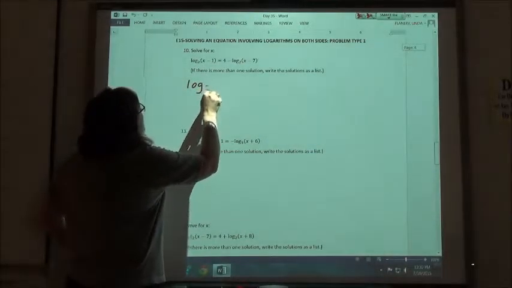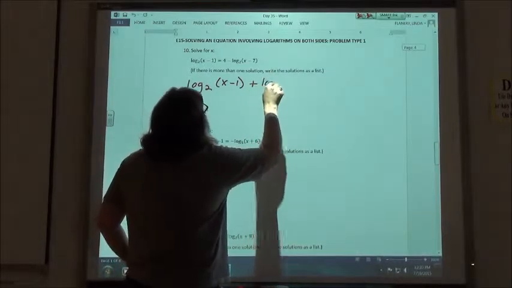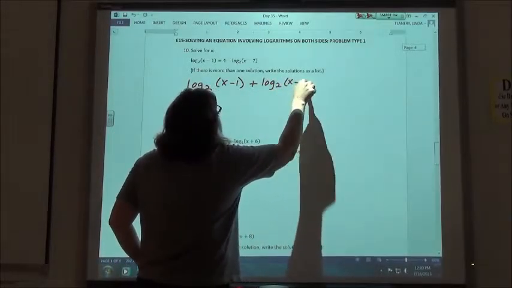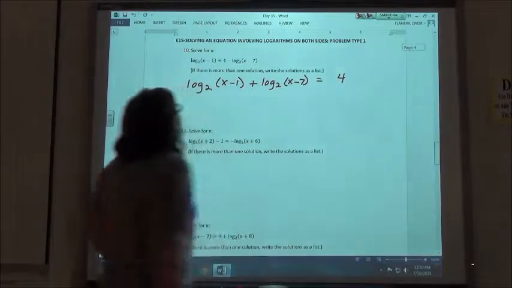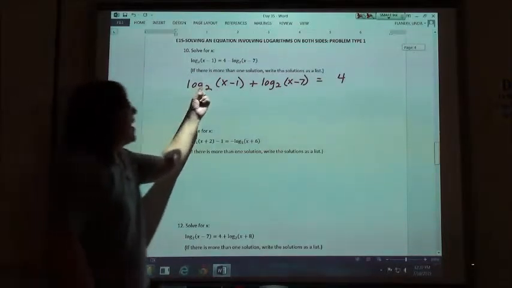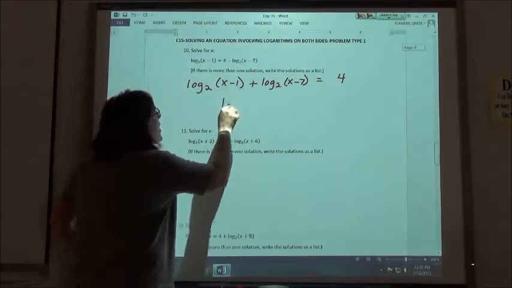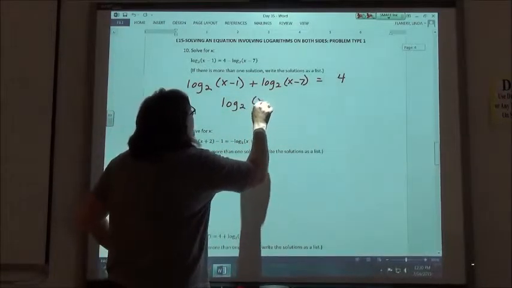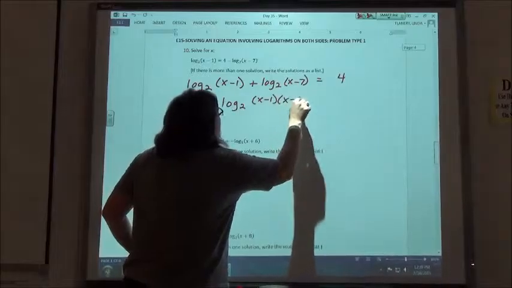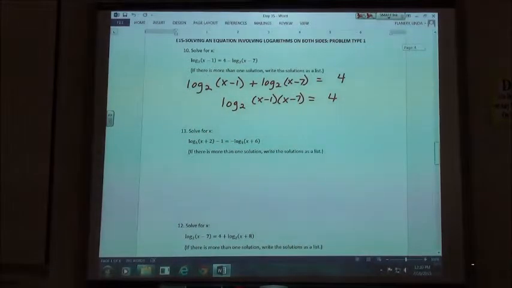I'm going to say log base 2 of x minus 1 plus log base 2 of x minus 7 equals the 4. Since I'm adding my logarithms, I can combine them into multiplying these together. So I'm going to rewrite it as log base 2 of x minus 1 times x minus 7 equals my 4. Eventually I'll FOIL that out.